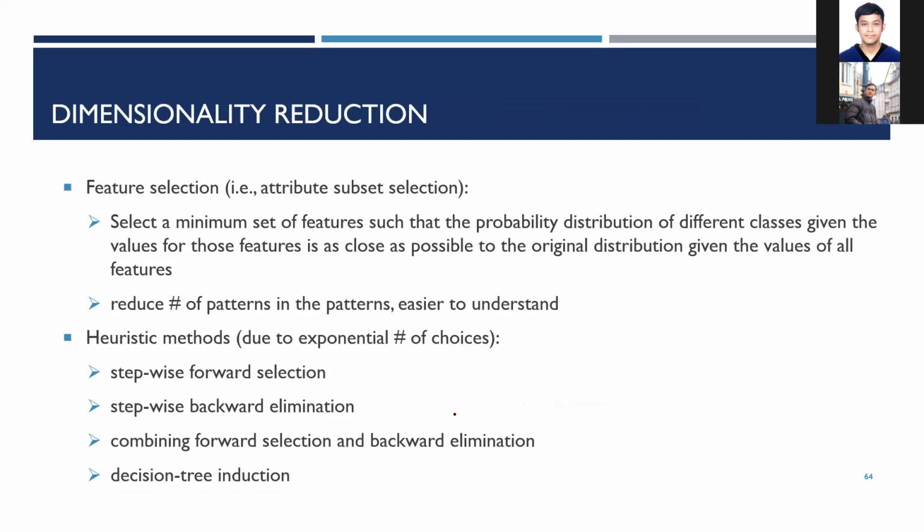Okay, this is dimensionality reduction. Overall, we can use feature selection, or the one before, feature creation. Select a minimum set of features such that the probability distribution of the different classes, given the values for those features, is as close as possible to the original distribution. This is quite similar to sampling, but in dimension reduction we focus on the attributes. We have to make sure that with the smaller set of features, we can still keep the original pattern of the data.